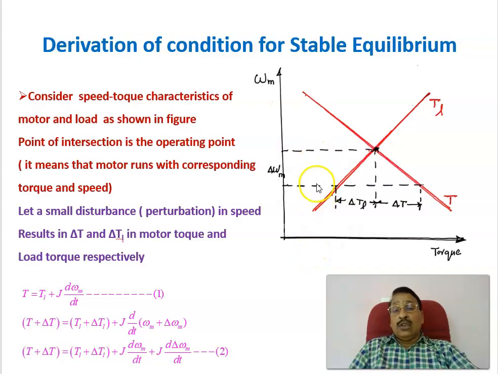Now due to this perturbation or disturbance, T is increasing to T plus delta T, and TL is increasing to TL plus delta TL. Therefore, T plus delta T equal to TL plus delta TL plus J d of omega m plus delta omega m by dt, or T plus delta T equal to TL plus delta TL plus, expanding, J into d omega m by dt plus J into d delta omega m by dt. This is the second equation.